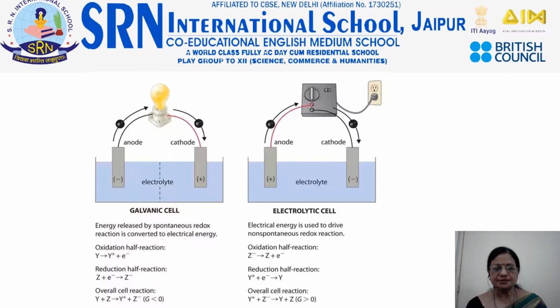Now, in both the cases, the redox reaction is taking place. In both the cells, the anode is the electrode where oxidation occurs, and at the cathode, reduction occurs. In this way, a galvanic cell releases energy, whereas in an electrolytic cell, energy is supplied so that the redox reaction occurs.